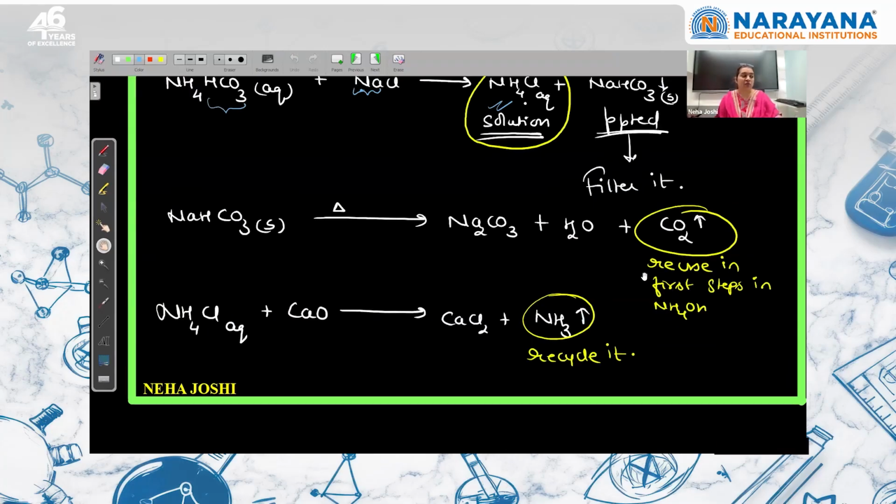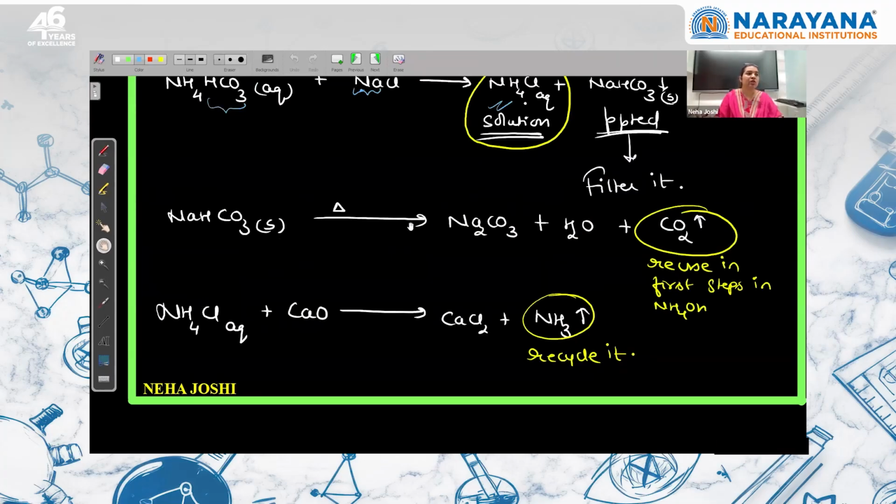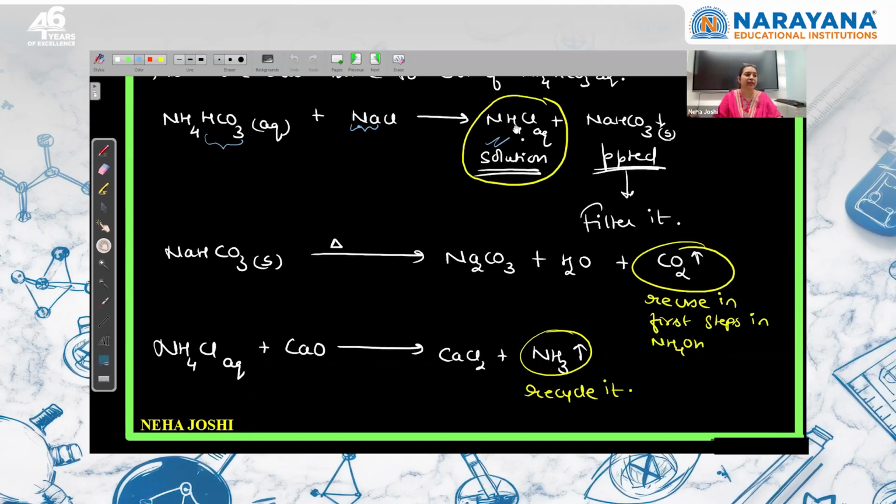Plus, we also had CaO as a byproduct on heating of CaCO3. We do not throw away this CaO also. We add this CaO into this leftover solution of ammonium chloride.